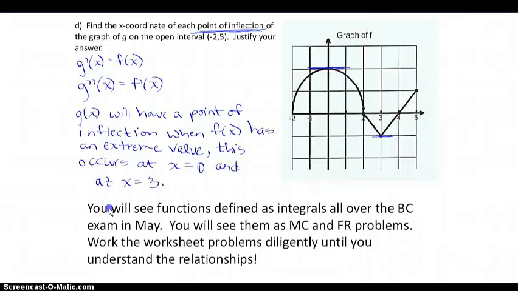And I cannot stress this enough. You absolutely, beyond a shadow of a doubt, will see functions defined as integrals all over the BC exam in May. You'll see it all over the multiple choice, and you're highly likely to have it as a free response question. So work the problems when you come to class and we do homework. Work the problems diligently and make sure you understand these relationships and pay attention to all the little subtleties on how you're going to have to show your work.